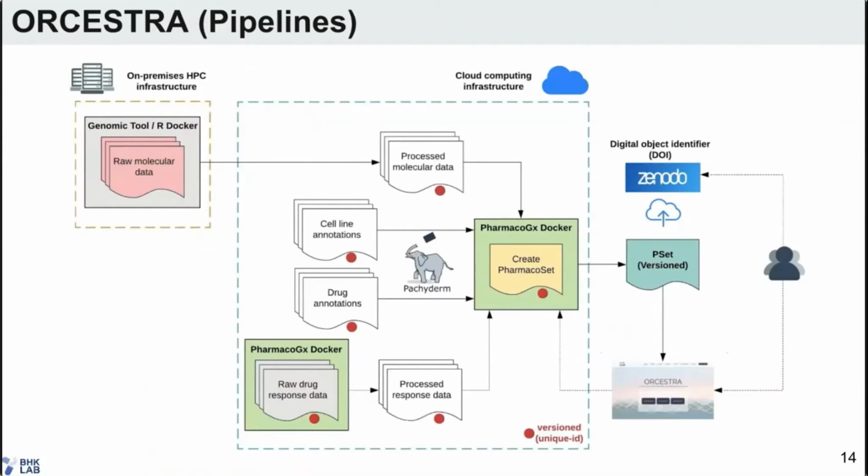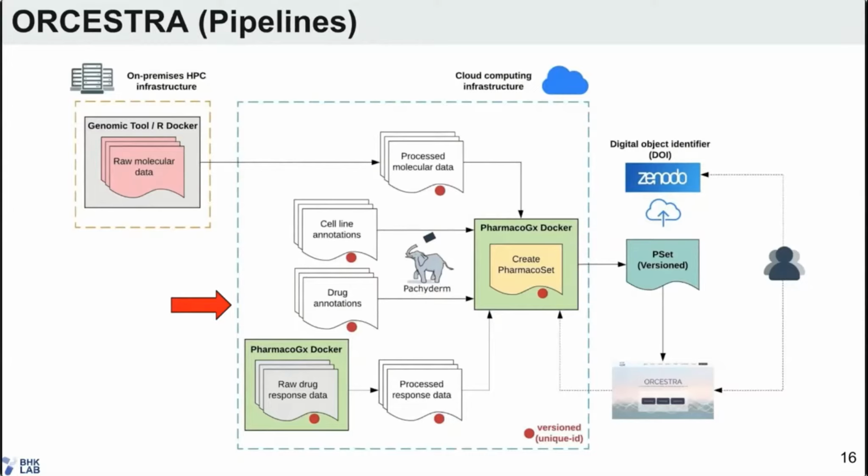We process all of our molecular data on our on-prem HPC using Snakemake. This data gets piped into our Microsoft Cloud infrastructure where Pachyderm exists and versions all of our data and pipelines. Every file that exists in one of the data repositories within our Pachyderm cluster is versioned with a unique ID, and this is represented by the red circle in the diagram. The data that is hosted within our Pachyderm cluster are the processed molecular data, cell line annotations, drug annotations, raw drug response data, and processed drug response data.